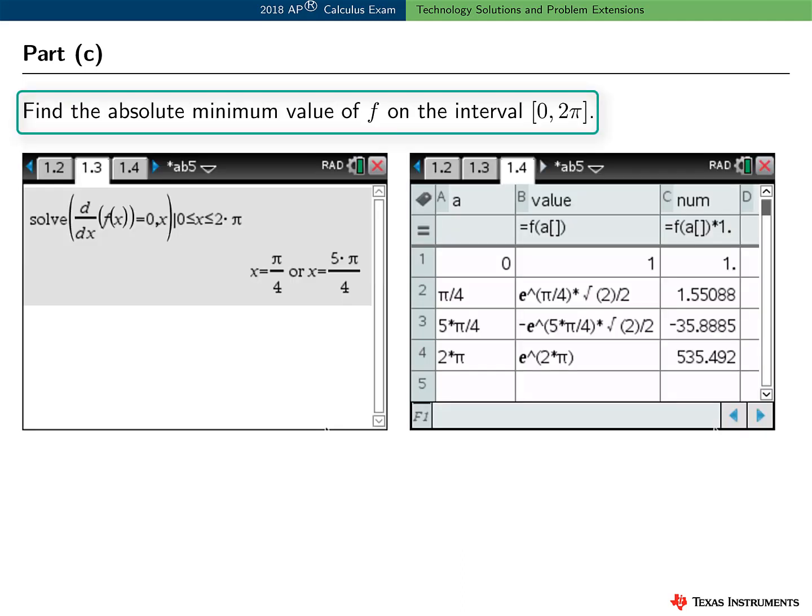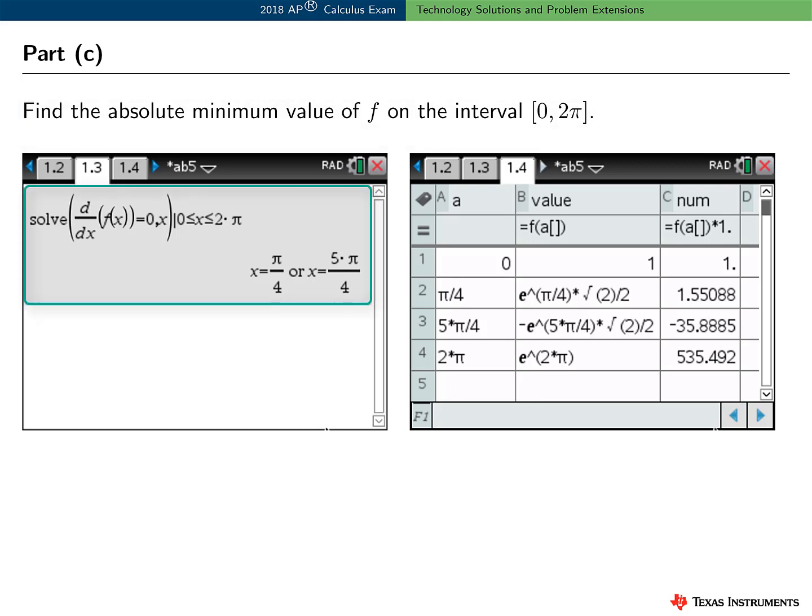In part C, we need to find the absolute minimum value of the function f over the interval 0 to 2 pi. Using technology, I started by finding the critical values. Well, those places where the first derivative is 0. There are no values where the first derivative does not exist.